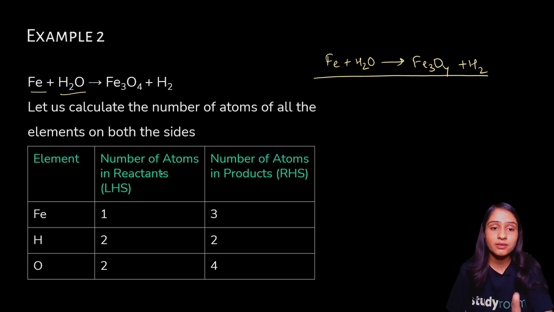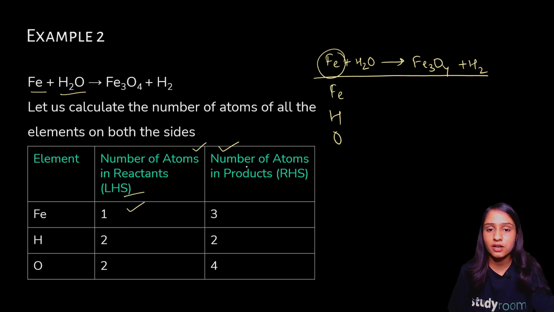So for the number of atoms in the reactants, there are 3 elements over here: Fe, H, O. You need to make a table. Okay, here is Fe. How many on the LHS? 1. And the number of atoms in the product, 3. Here is 3. Here is 1. So you need to do something over here because this is not following the conservation of mass.